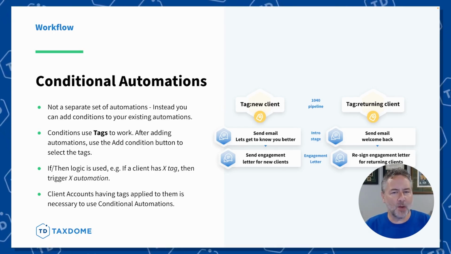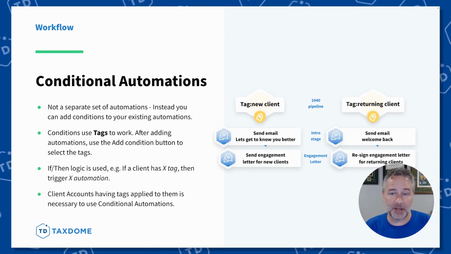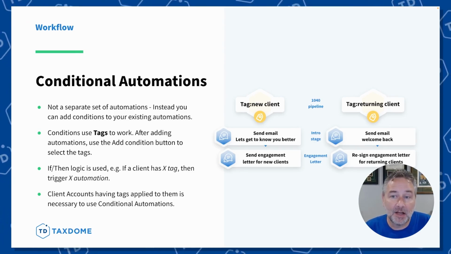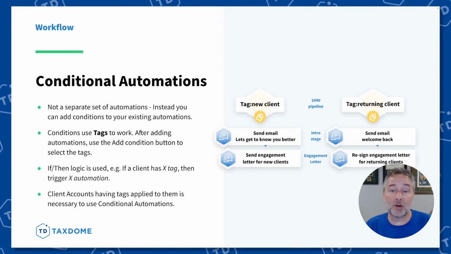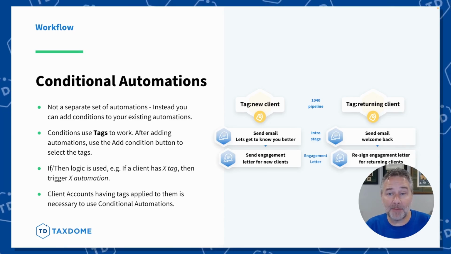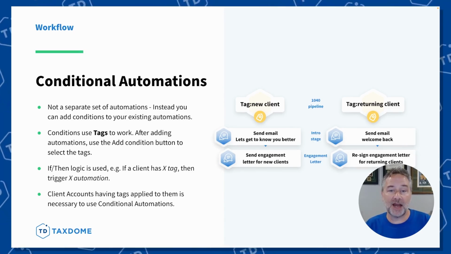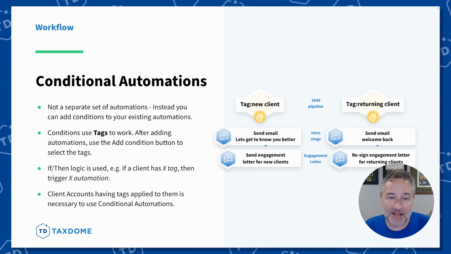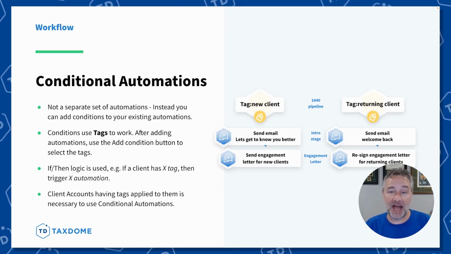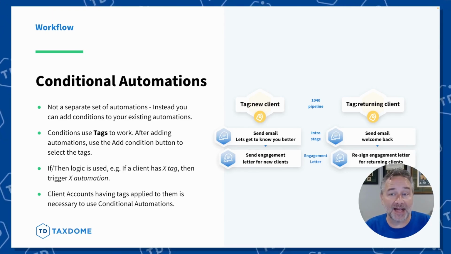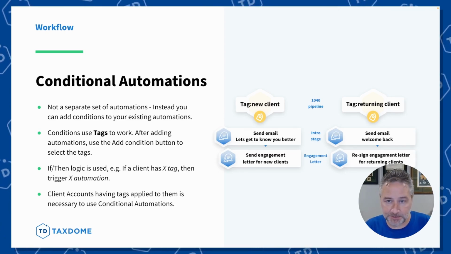So you may wonder what the condition is at this point. To put it simply, it's a tag. When adding conditions, you're prompted to select one or more tags, and that makes the automation trigger only for the clients that have all those tags applied to them. So this means that if you spend some time and categorize your clients with tags, you'll have a greater level of automation available to you.